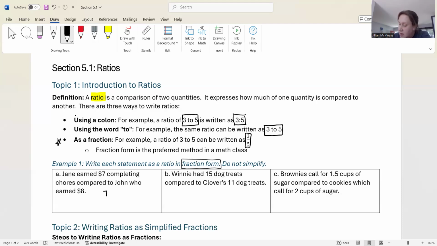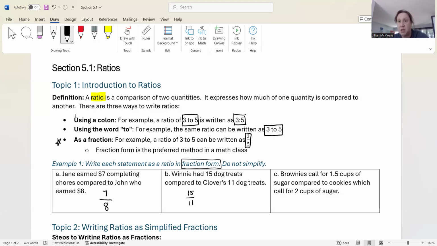Well, Jane earned $7 compared to the $8 that John earned. So we would literally write this as 7 to 8, or in our case in a math class, 7 over 8. Winnie had 15 dog treats compared to Clover's 11 dog treats. So 15 to 11. And you want to leave it like this.